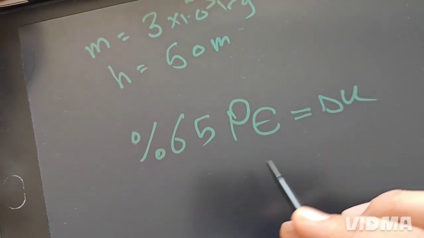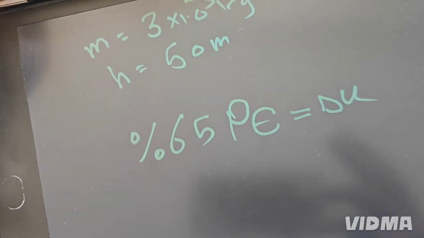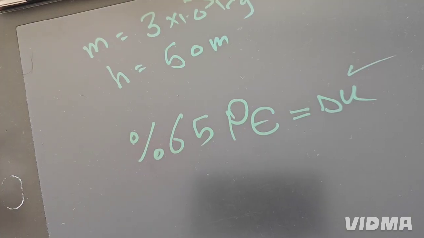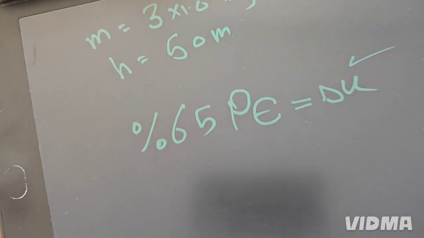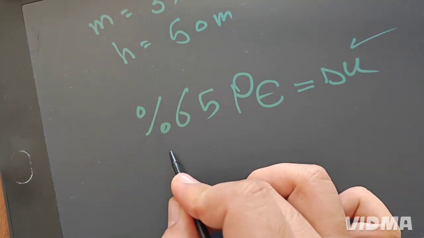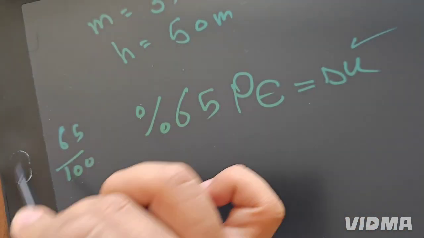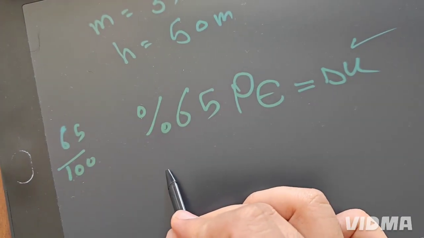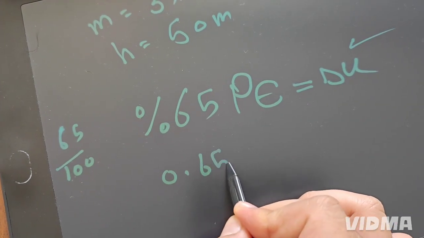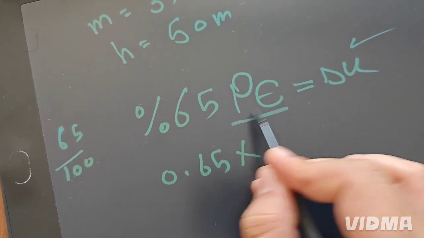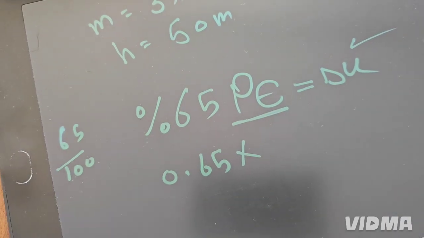Okay, determine the magnitude of that increase. And again, find delta U, the internal energy. So first of all, 65% means 65 over 100. We can make it a decimal number. It becomes 0.65 times.